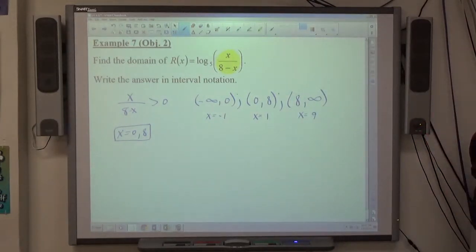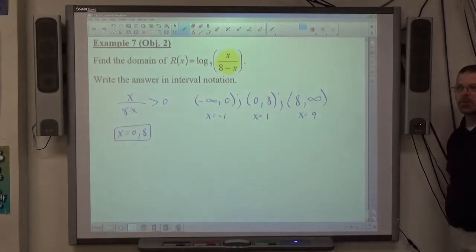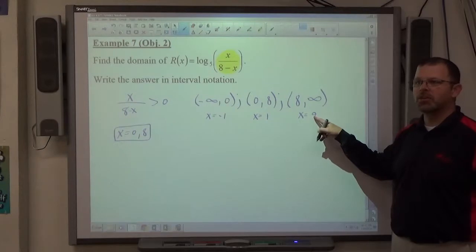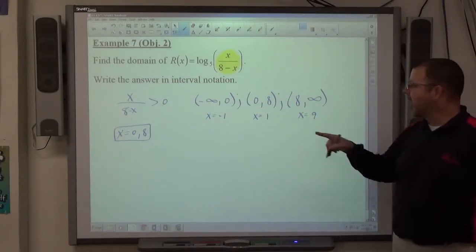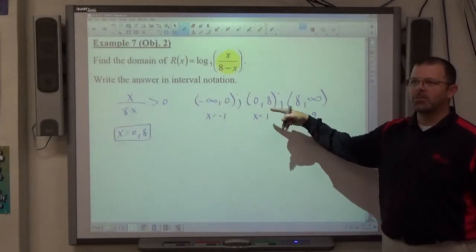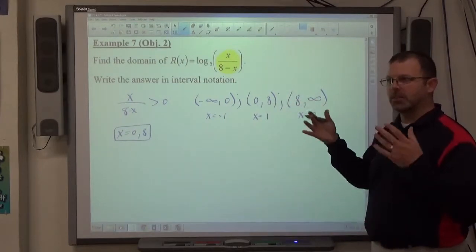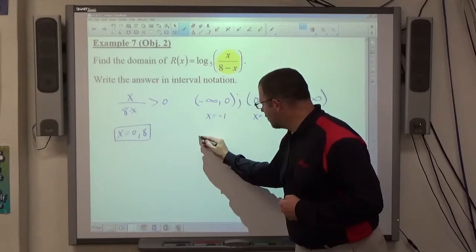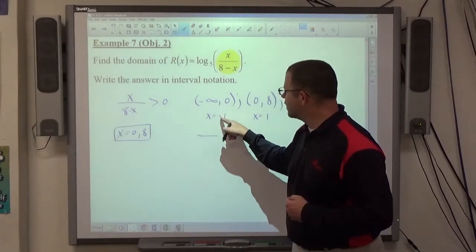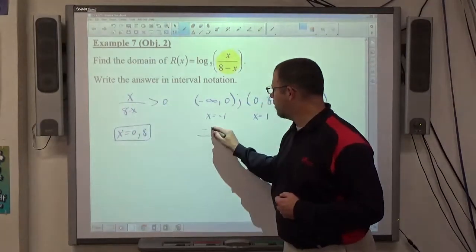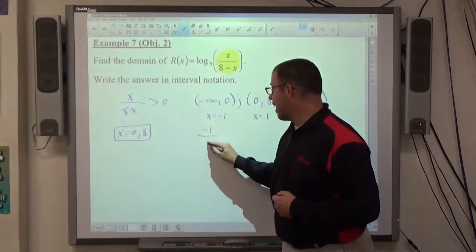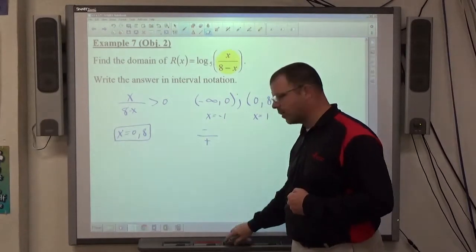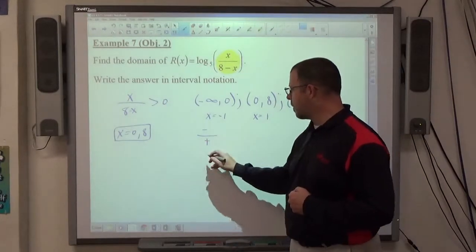My goal on picking x's is to pick the smallest integer possible within the interval. I could have picked 972 if I wanted to. That'd be kind of crazy. I could pick 2.77 if I want to, but why would I want to? So again, make decisions based on just smart choices. Okay, so I'm looking at a fraction, so I'm going to get something over something. If x is -1, -1 on top, 8 minus -1 is +9. Again, the sign is important, not the number. So negative over positive makes it negative.